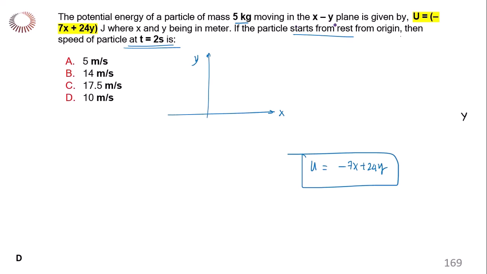So if the particle starts from rest, so initially the particle is at point A, let us say, this is the location of the particle at origin.